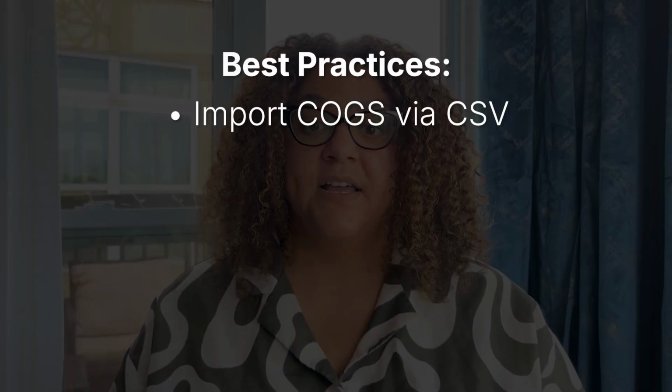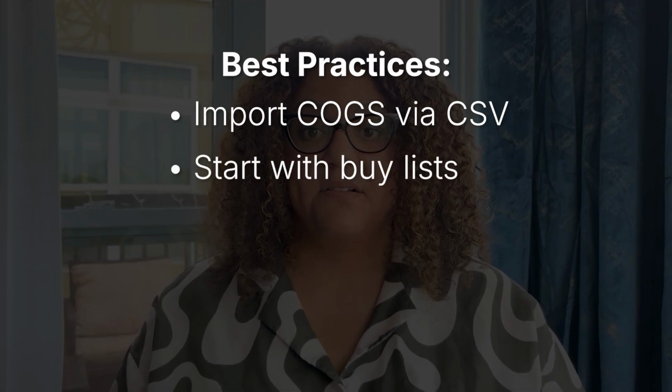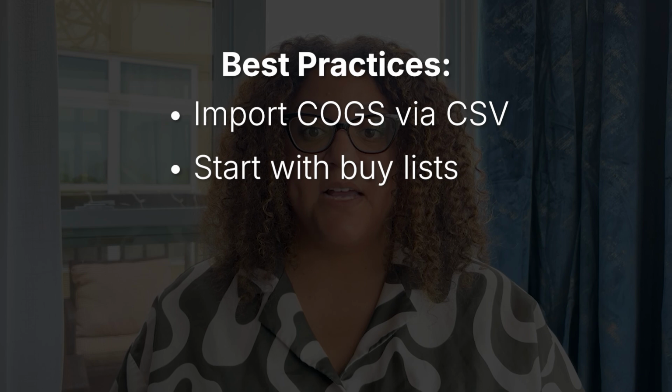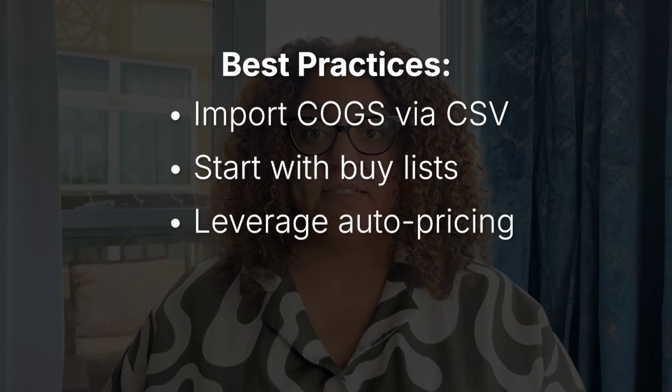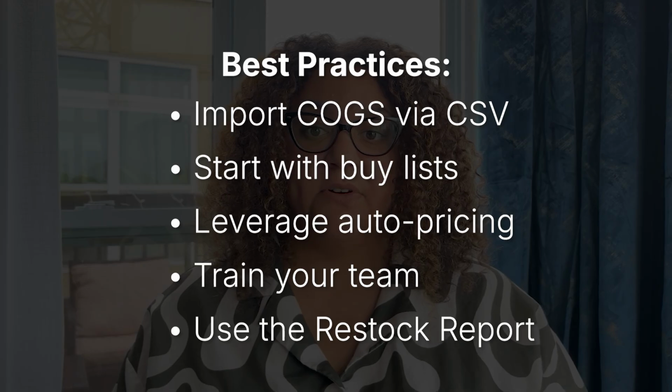To make the move even easier, here are some best practices. Import COGS via CSV with buy costs and supplier data. Start with buy lists. Preload sourcing data to reduce manual entry. Leverage auto pricing by setting min-max pricing and sending them directly to SmartRepricer. Train your team with coaching sessions and guides. Use the restock report to forecast demand and avoid costly stockouts.